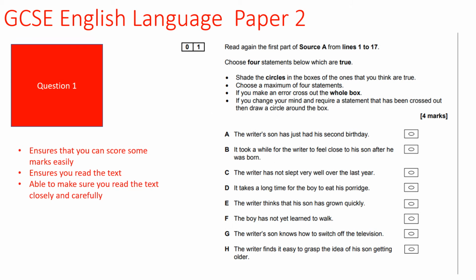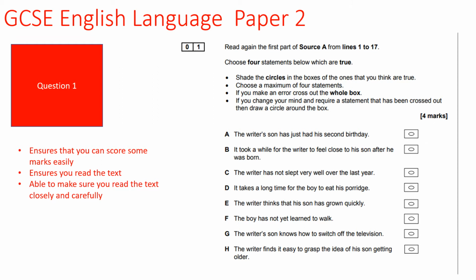Question 1 is a fairly straightforward question. And the reason it's there is to make sure that you can score some marks. So you should be able to at least get 4 marks from this quite easily. It shows that you've read the text, so you can't just jump in. You've got to make sure that you've read the text carefully and closely.